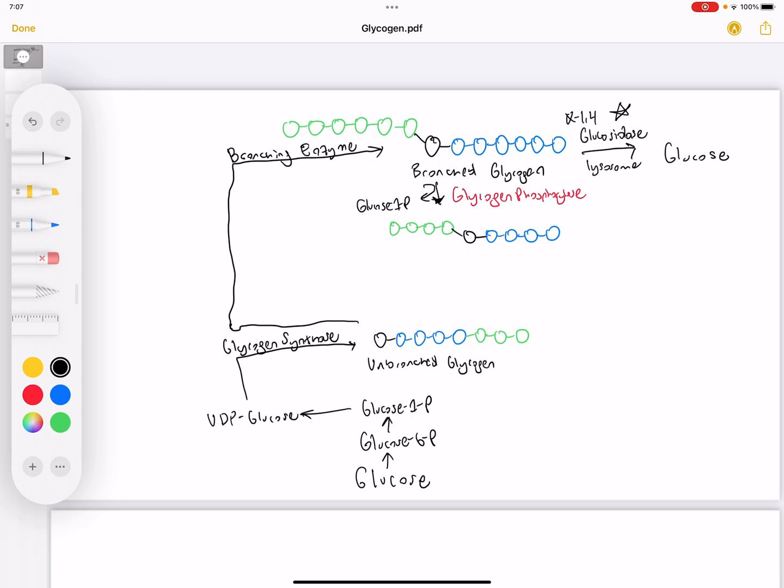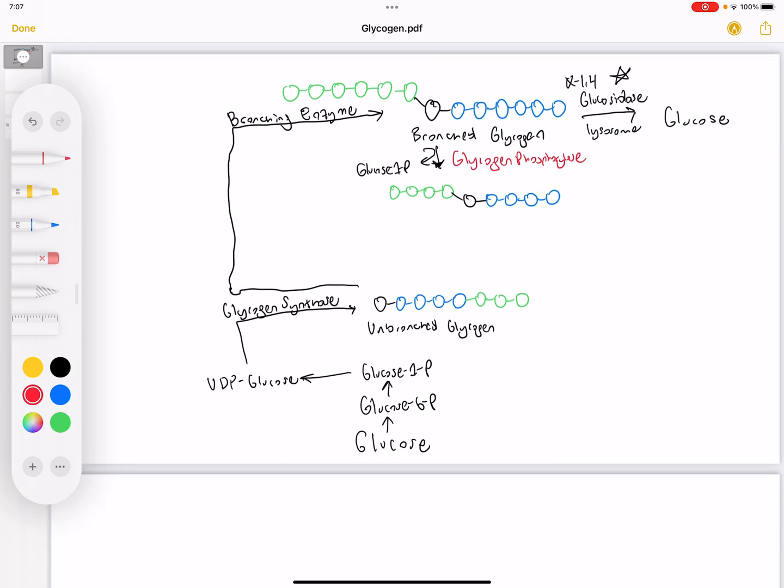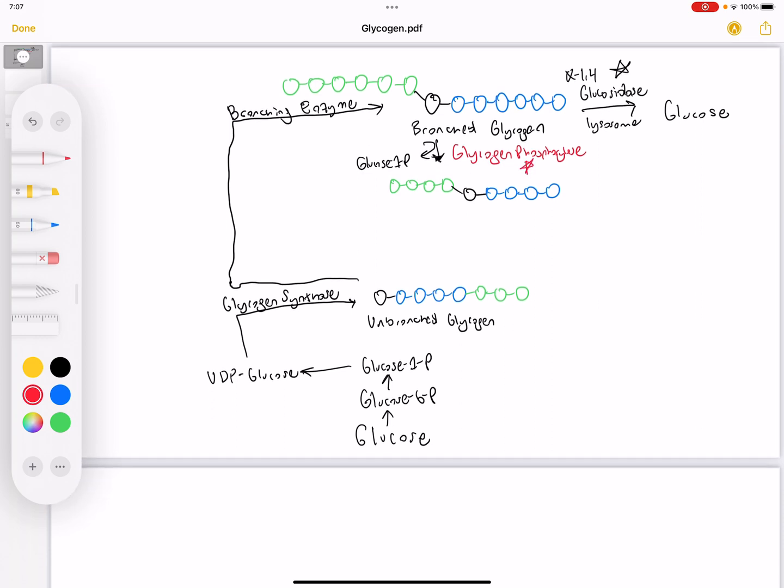Now, glycogen phosphorylase is important in the conversion of this branched glycogen until there's only a limit dextrin left, which basically means that there are going to be 4 glucose molecules left on each side. And sometimes we can have a glycogen phosphorylase deficiency, and with this deficiency, there can be a decrease in glycogen breakdown.